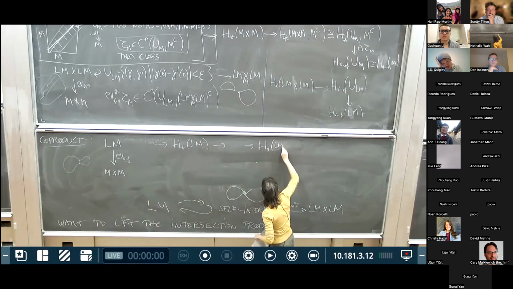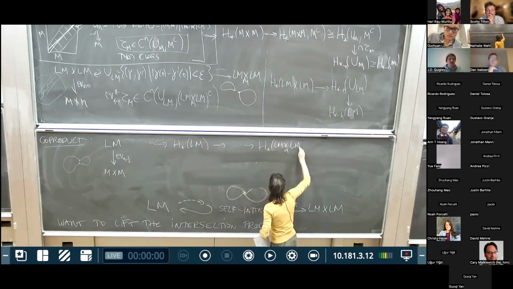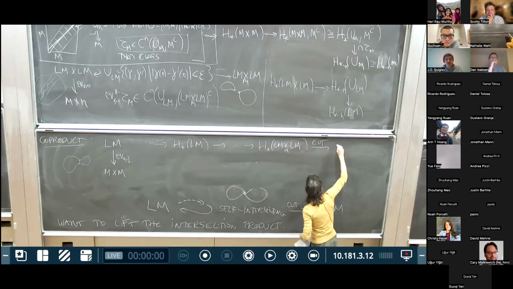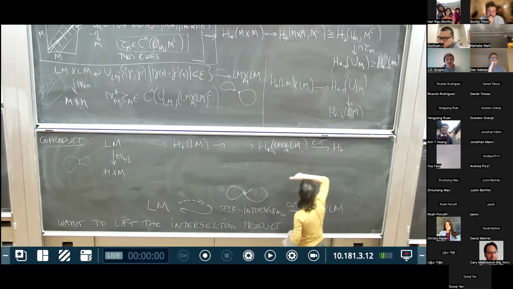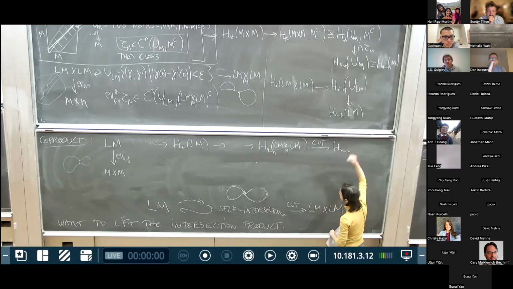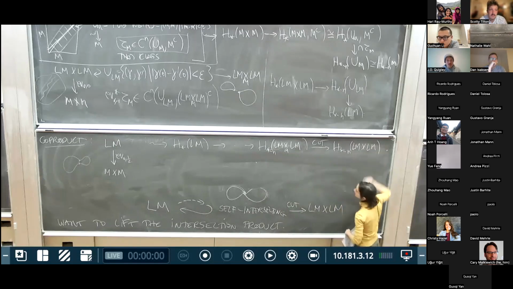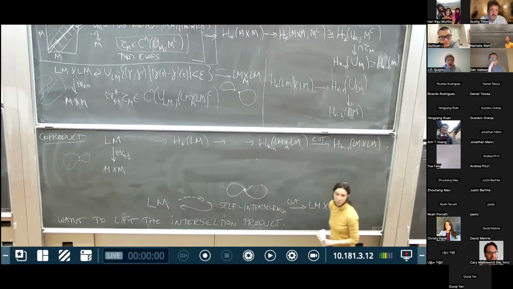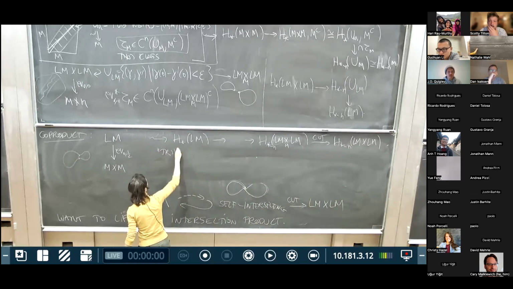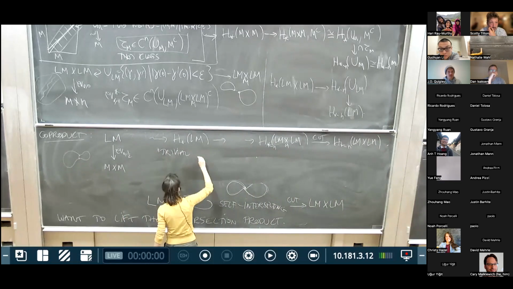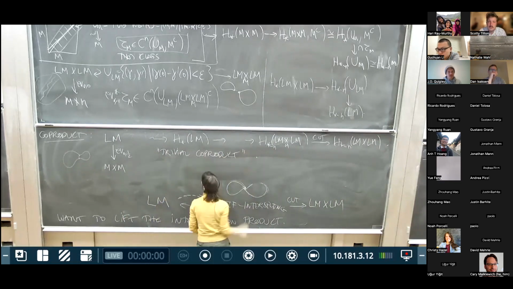As before, LM cross over LM, and I've lost n in degree because again I'm capping with a Thom class. I'm doing an intersection. So if I do this, this gives a trivial coproduct. It's not exactly trivial, but it's very close to being trivial. So you have to be a little careful when you define operations, but there might be a zero operation.